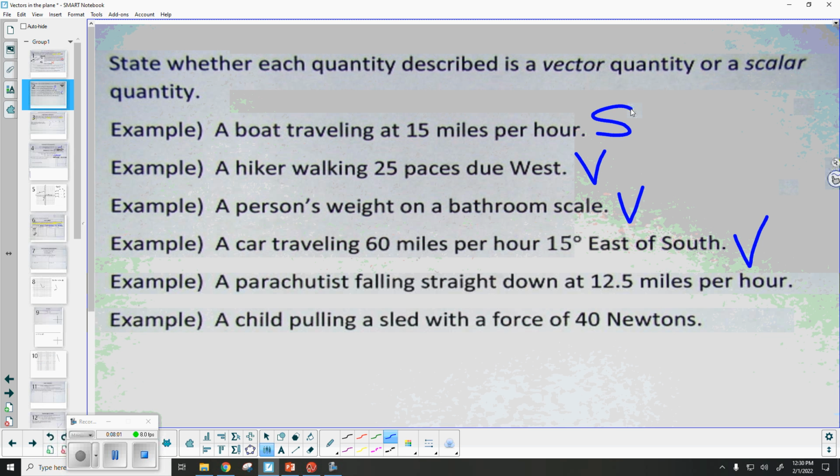Okay, a parachutist falling straight down at 12.5 miles per hour. Bryn, what would you say? That's a vector. Okay, so we have a direction, and again, my magnitude is in speed. Okay. And this last one here, a child pulling a sled with a force of 40 newtons. Kushal, what do you think? Okay, that is not a vector. That one's a scalar. Now, what do we have here? Do we have direction or magnitude? We have magnitude, it's measured in force, but we don't have the direction that the child's pulling the sled. It has to be both direction and magnitude. So you have to have direction and magnitude.